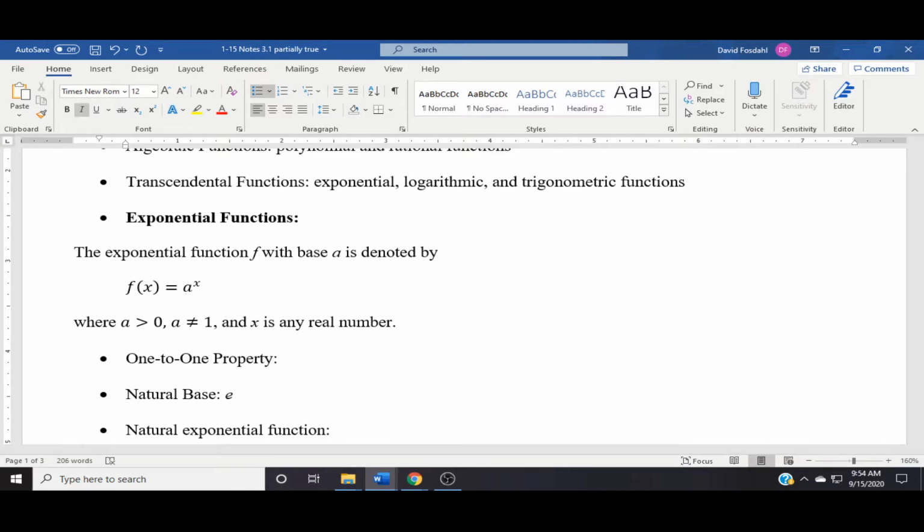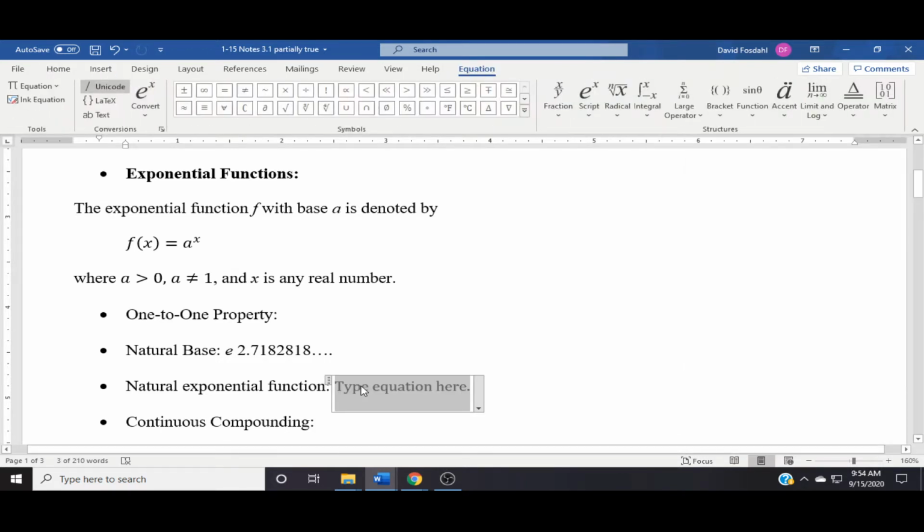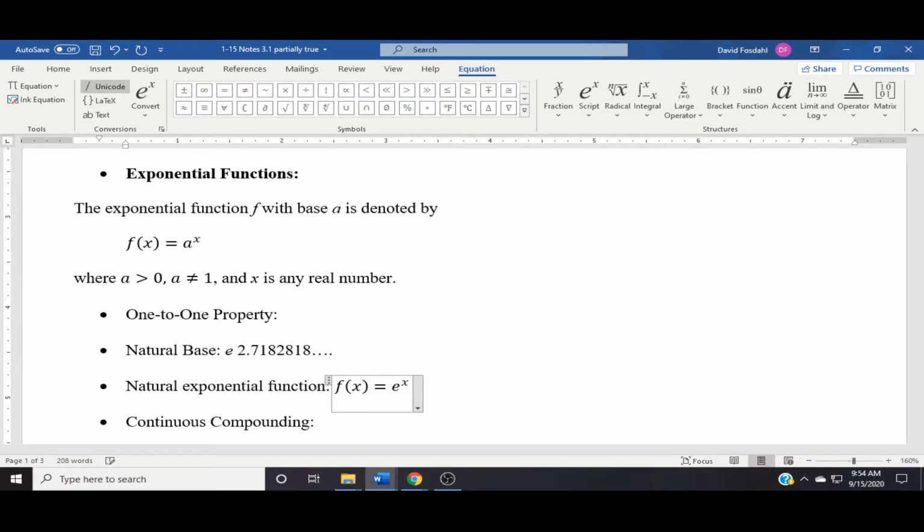Natural base is e, which is the number 2.71828. Let's see if I write it right. 2.71828, 18, and then it goes off. Okay, it's not repeating. This function is pretty easy. It's f of x equals e to the x.